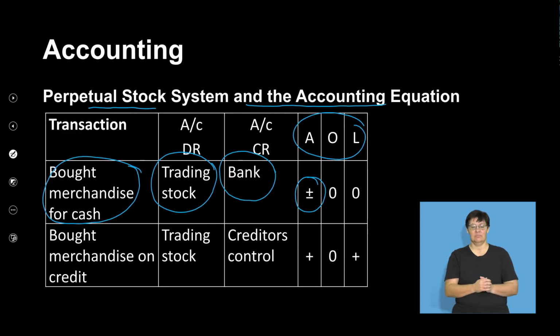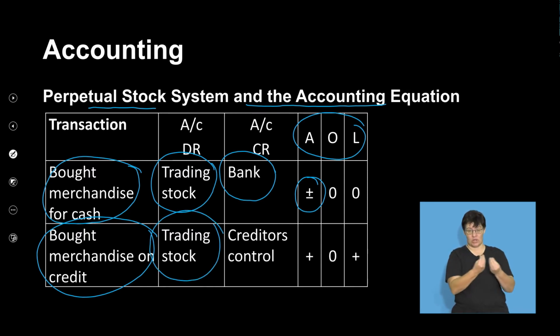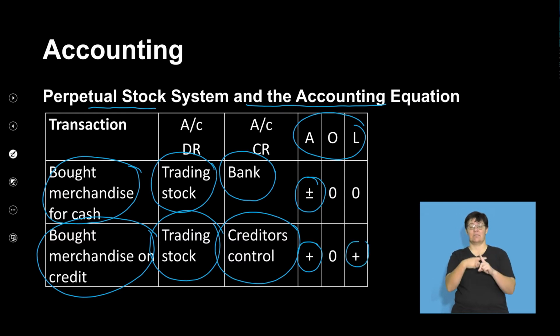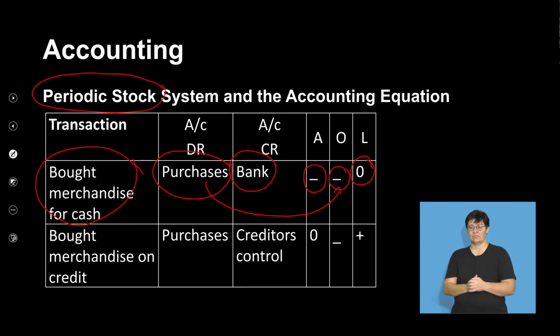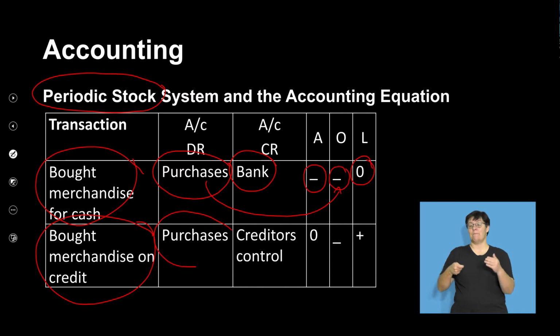Here we go. We're doing bought merchandise on credit. Account debited will be trading stock, asset increasing in value. Account credited will be creditors control, liability increasing in value. Watch, assets plus, liabilities plus, owner's equity remains unchanged. Let's take that same transaction and apply it using the periodic system. Watch. Bought merchandise on credit. Here we go. Account debited is purchases. Account credited is creditors control.